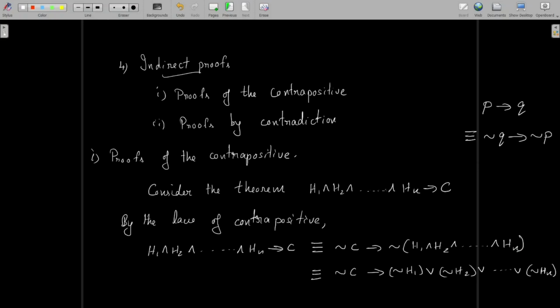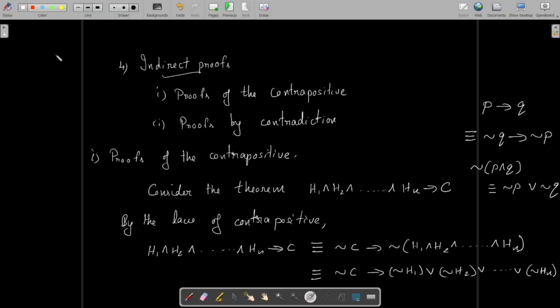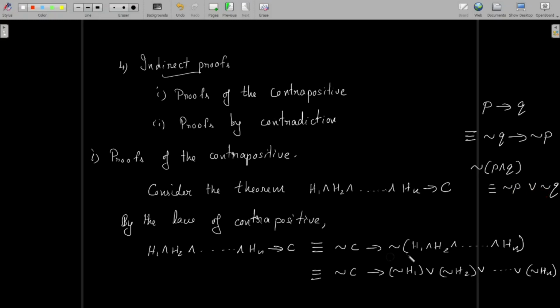We have the rule negation of P and Q is logically equivalent to negation P or negation Q. So applying De Morgan's law here, we can write negation of H1 and H2 and etc. and Hn is logically equivalent to negation H1 or negation H2 or etc. or negation Hn. So we have the theorem H1 and H2 and etc. and Hn implies C is logically equivalent to negation C implies negation H1 or negation H2 or etc. or negation Hn. What's its meaning?